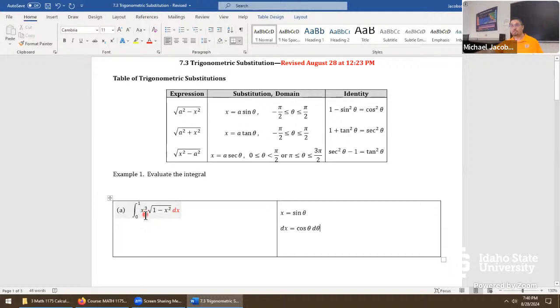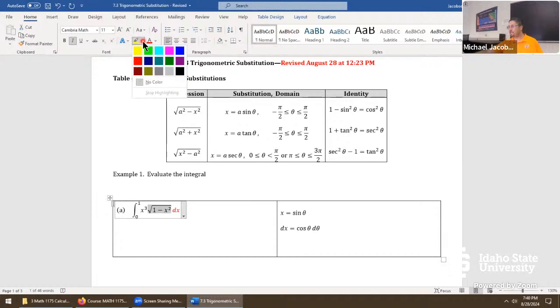So now we know what x is going to be. That's just a sine cubed. Dx is going to be cosine theta d theta. So that's interesting. We just need to say what happens to that. Let's see if I can color code that thing. How about yellow?